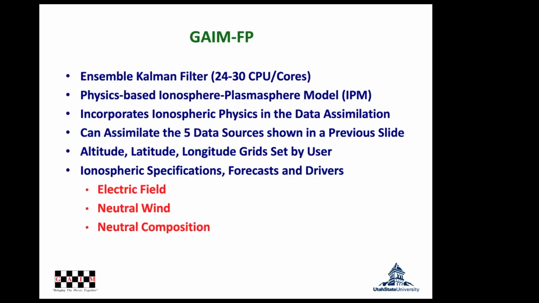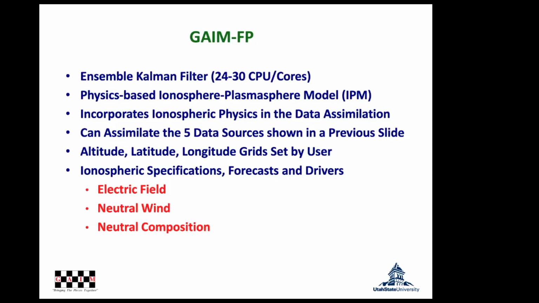This slide provides a brief description of GAME full physics. It is an ensemble Kalman filter. The background physics-based model is the ionosphere plasmasphere model. At every time step, 24 to 30 IPM simulations are launched, each one with different drivers, different electric field, neutral wind, and neutral composition patterns. The assimilated data determine which of the 24 to 30 IPM runs is the best, and this process is repeated at every time step until the data, model, and drivers are in agreement.